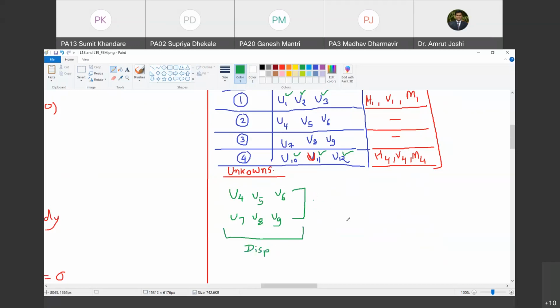And what are the force unknowns? Force unknowns are H1, V1, M1, H4, V4, M4. Are you with me? Yes, sir. These are force unknowns. Tell me, how many total unknowns are there?